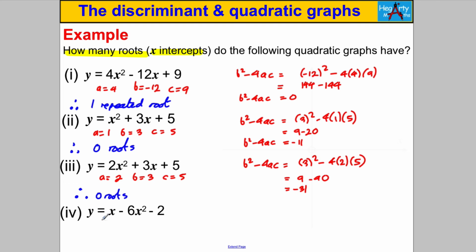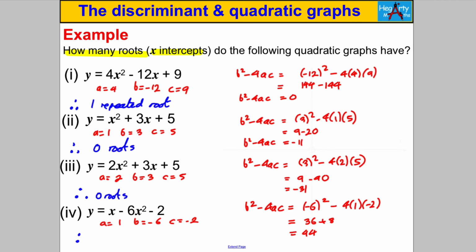And the last one, you've got here that a is equal to 1, b is equal to negative 6, and c is equal to negative 2. So let's work out the discriminant, b squared subtract 4ac, which would be negative 6 all squared, subtract 4 multiplied by 1 multiplied by negative 2. And that's going to give us here 36, and 4 times 1 is 4, times negative 2 is negative 8, subtract negative 8 is like adding 8, so therefore this gives us 44. Therefore, because it's positive, we have 2 distinct roots.